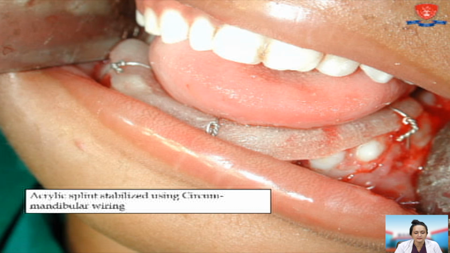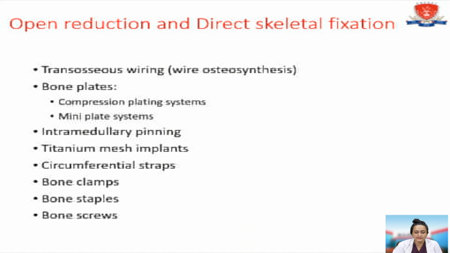Here, acrylic splints stabilized by circummandibular wiring. Now we come to open reduction and direct skeletal fixation. You can go for transosseous wiring or bone plates.